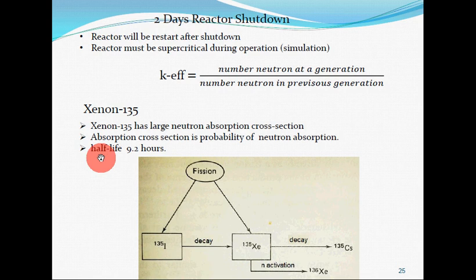Half-life of xenon 135 is 9.2 hours. This is the xenon 135. It's produced from fission and also from iodine 135 decay. It will disappear by decay and neutron absorption.